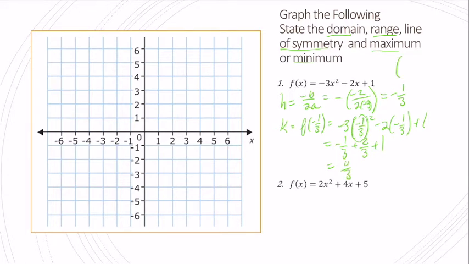So my vertex is negative 1/3, 4/3. So x is negative 1/3, y is 4/3. So it's right about here. I know that my line of symmetry is x equals negative 1/3. That's my line of symmetry. And my minimum is my vertex.